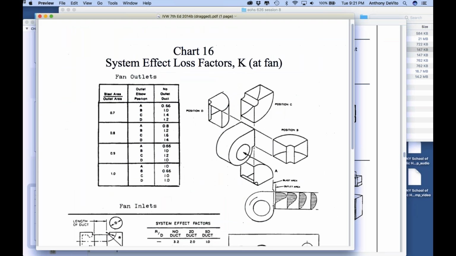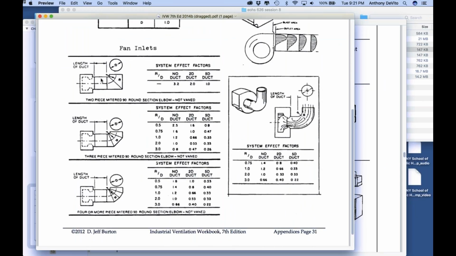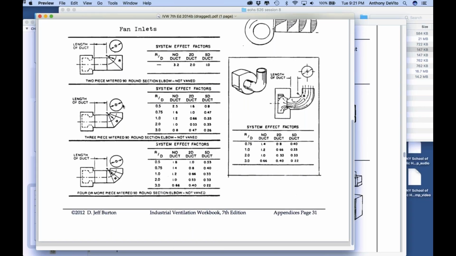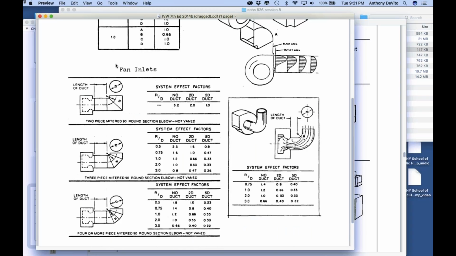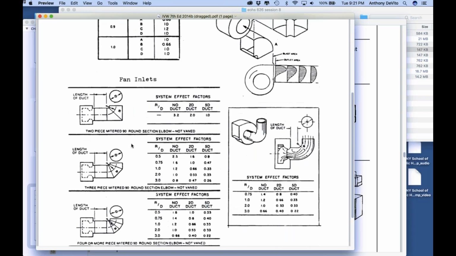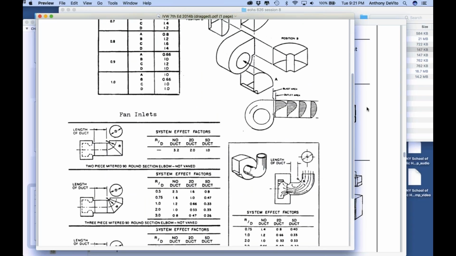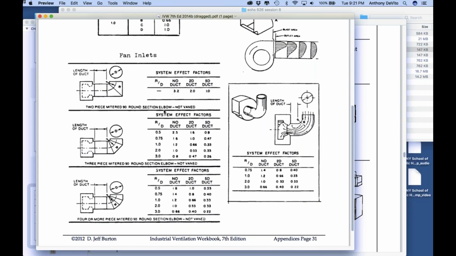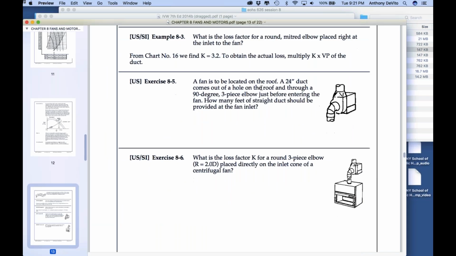Okay, that's it. So look at this system effect. This is a two-piece mitered 90-degree section. A miter is 2 pieces by nature, that piece and that piece. Yeah, they have 3 pieces, but this one is mitered. By mitered they mean right angle. Okay, this is a right angle miter, a real miter. So if you're going right to the fan suction with no duct, what's the K factor that you have to add? 3.2.